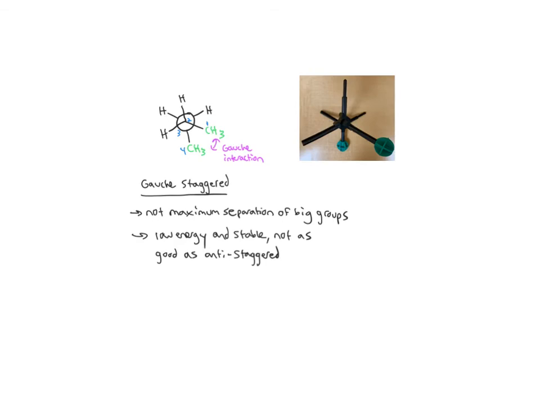Another 60-degree rotation. So we took that front atom. Notice we're keeping that back atom exactly the same. We're just rotating the front one. It doesn't matter which one you rotate, as long as you pick only one and you're rotating it around.